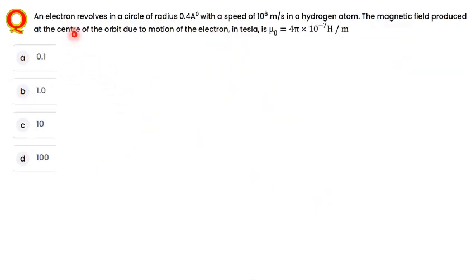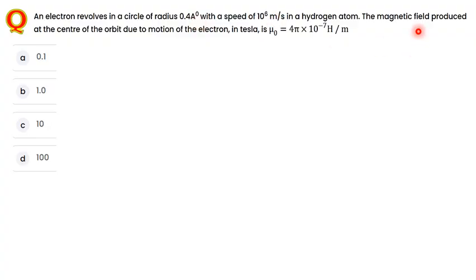Okay, the next question is, an electron revolves in a circle of radius. The electron is revolving in a circular orbit of the radius they have given, with the speed they have given, that is 10 power 6 meter per second, in a hydrogen atom. Consider a hydrogen atom in the first orbit. The electron is revolving with a radius of 0.4 angstrom.